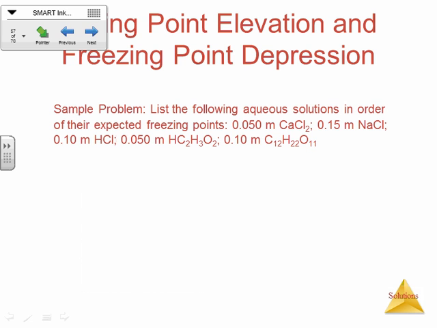Okay, so let's do a sample problem here, and this is very similar to one you might see on an AP exam, and I think there are a couple of these in your packet. List the following in order of their expected freezing points. So 0.050 molal CaCl2, 0.15 molal NaCl. Okay, it's got a big list here. So let's just go through these one at a time. 0.050 molal CaCl2.